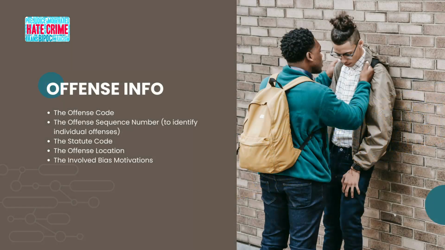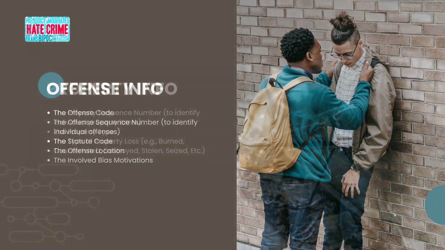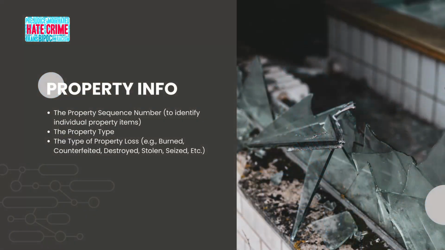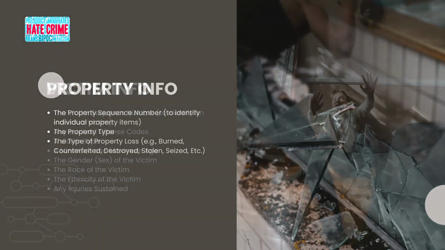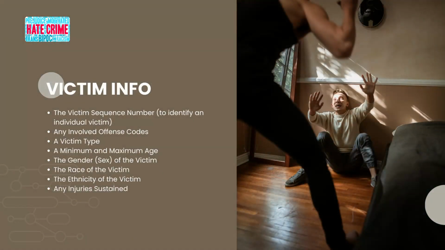For the offense data, we often need to submit the offense code, the offense sequence number, which identifies individual offenses, the statute code, the offense location, and the involved bias motivations. For the property involved, we submit the sequence number, which identifies individual property items, the property type, and the type of property loss.